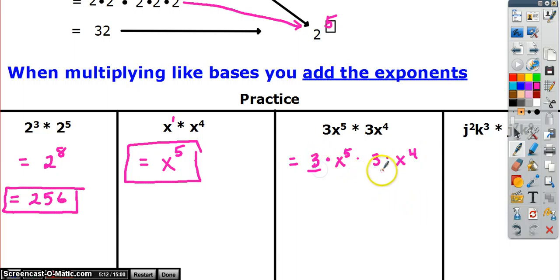Those are like bases. They're the same. Their exponents are both 1. So that's 3 to the 1 plus 1, or 3 squared, and then x to the 9th. Okay, we can't do anything with x to the 9th, but we can do 3 squared, which is 9x to the 9th.